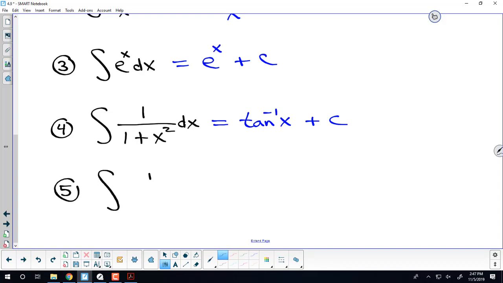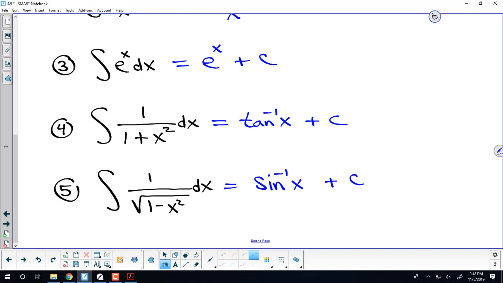And so is the antiderivative of 1 over the square root of 1 minus x squared. So what function do we take the derivative of to get 1 over square root of 1 minus x squared? Inverse sine. So the antiderivative of 1 over root 1 minus x squared is inverse sine, plus c. So those are 2 really, really common antiderivatives.